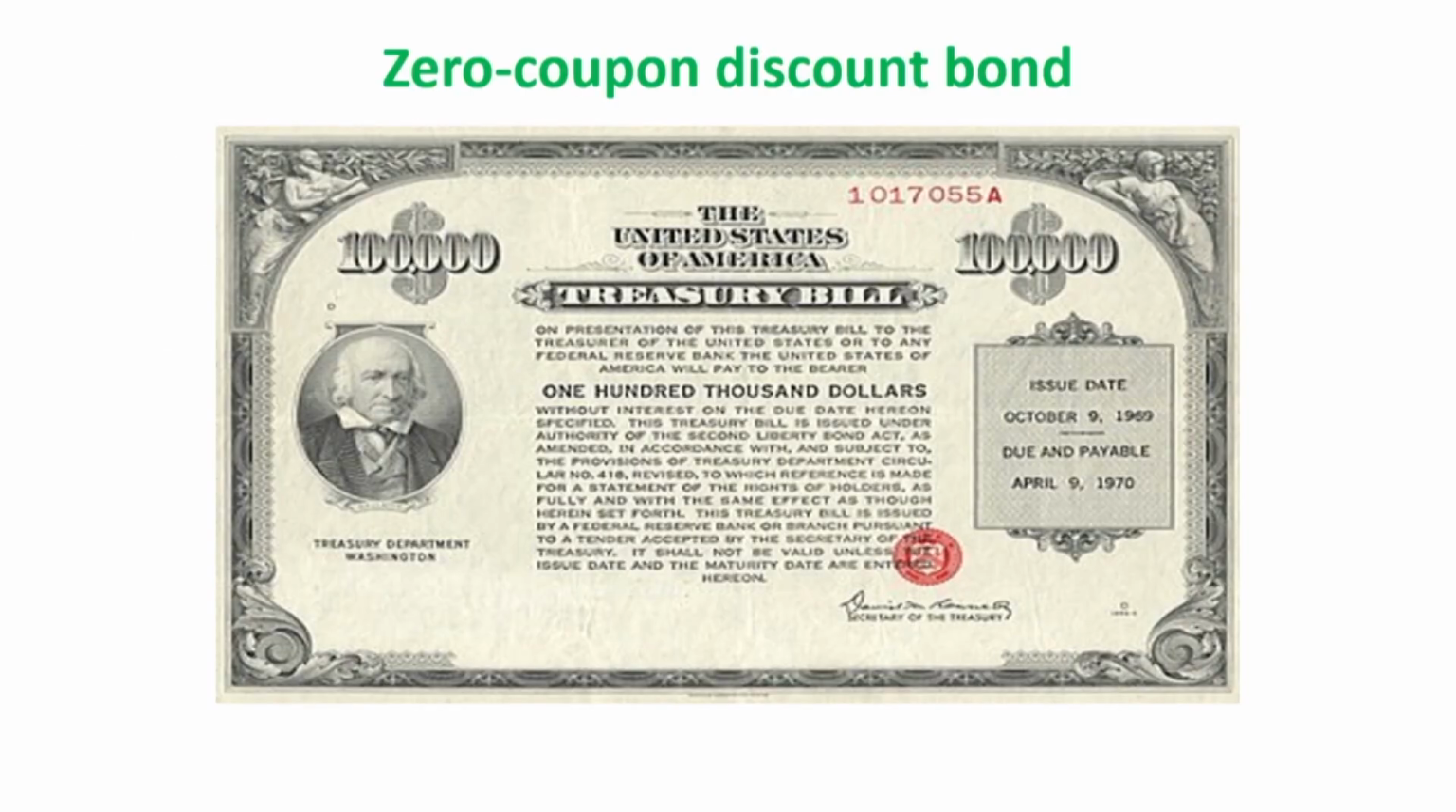So here, this is an example, a zero coupon discount bond. You can see that this is issued in 1969, October 9, and after 6 months is going to mature, that is 1970. So here the face value is 1 lakh. Then this one will be sold. What is the ongoing market rate of interest? Because there is no coupon here at all.